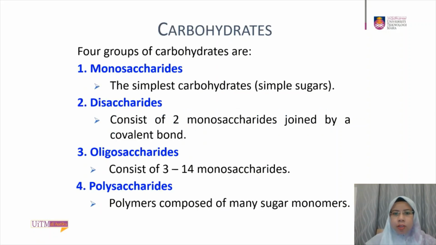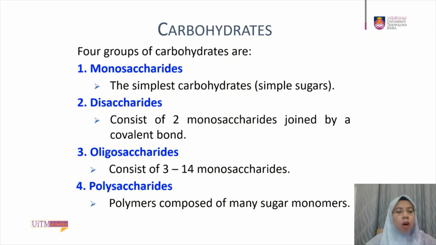Okay, look at this slide. Carbohydrates consist of four groups. The first one is the monosaccharide, known as the simple sugar. Next is the disaccharide, which, as I mentioned before, consists of two monosaccharides joined by a covalent bond.